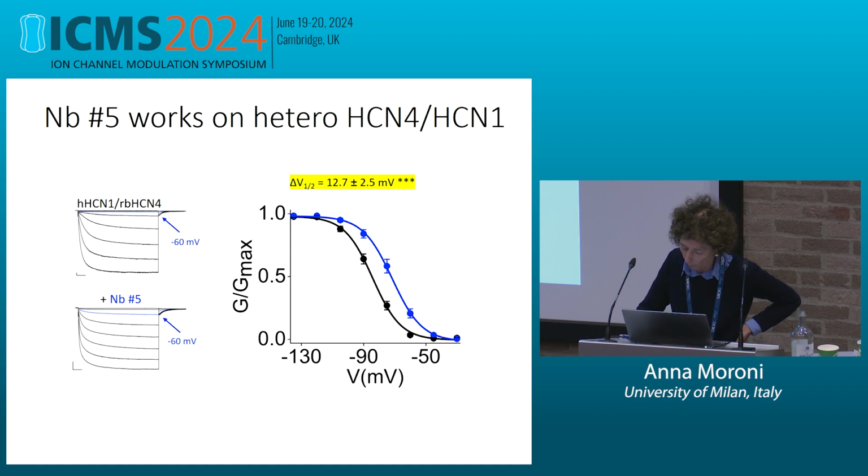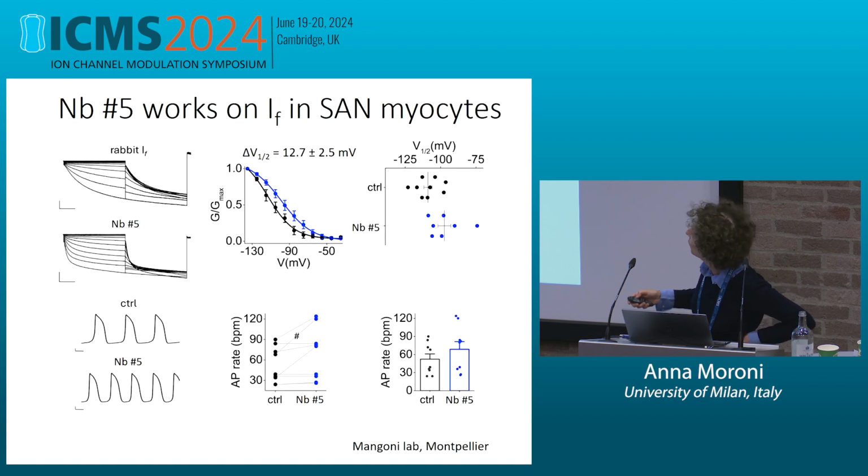At least you need 2. So we went to test the effect on the sinoatrial node myocytes. Of course, we tested the rabbit because we couldn't test the mouse, or we tested the mouse, but it was not working. And the current recorded, the IF current recorded from rabbit is indeed responding to the nanobody with a shift which is similar to the expected one, 12 millivolt to the right.